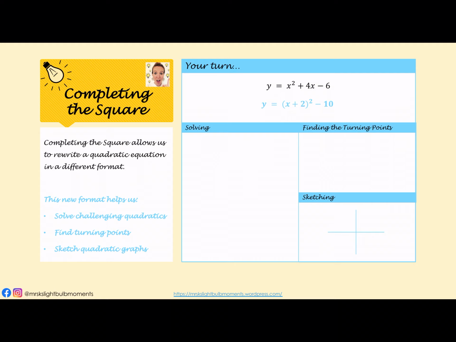I've already completed the square for you. The original equation was y equals x squared plus 4x minus 6. And the completed square version is y equals (x plus 2) squared minus 10. Right, have a go. Solve, find the turning points and sketch.